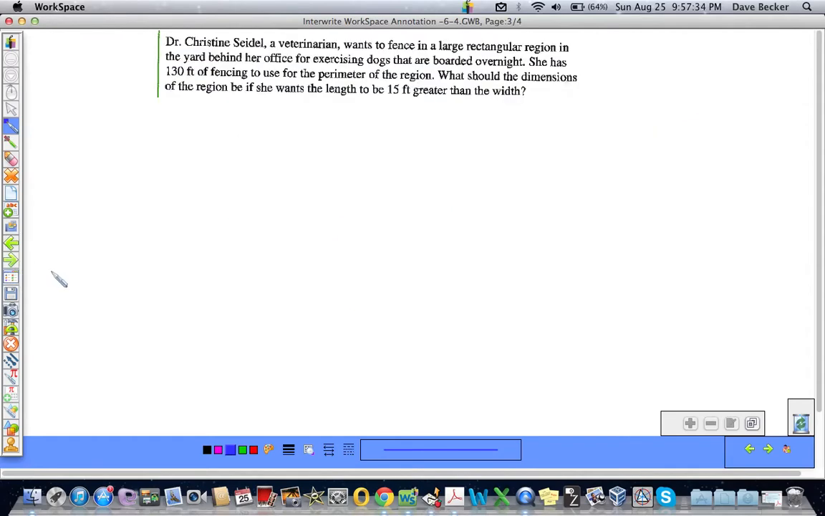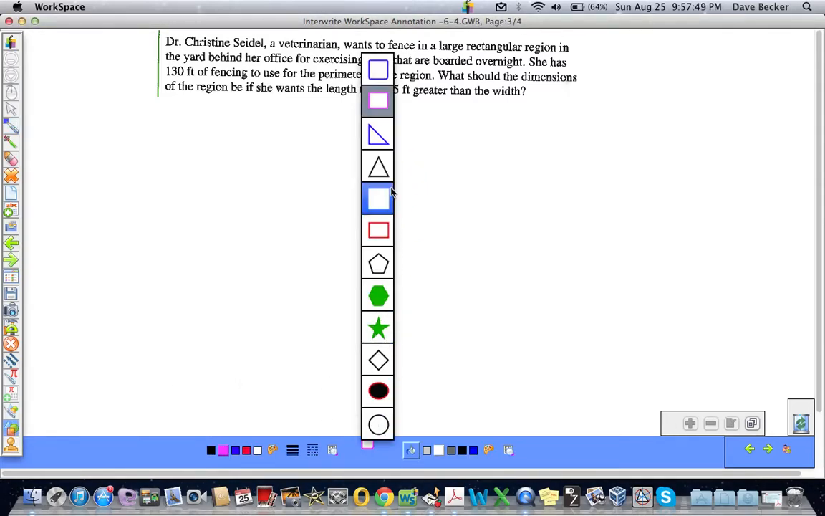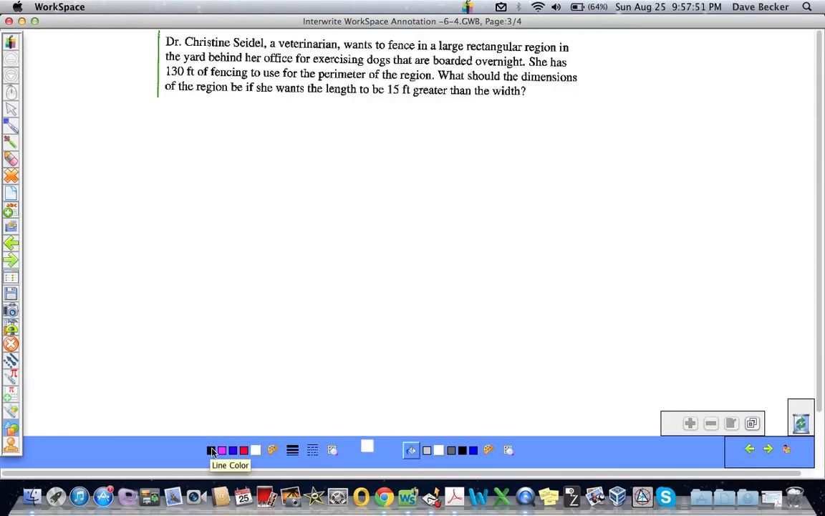All right, third example. Dr. Christine Seidel, a veterinarian, wants to fence in a large rectangular region in the yard behind her office. I hear rectangular region, and the first thing that I am going to do always is to draw a rectangle. I'm just going to do it. I know it's going to help me.